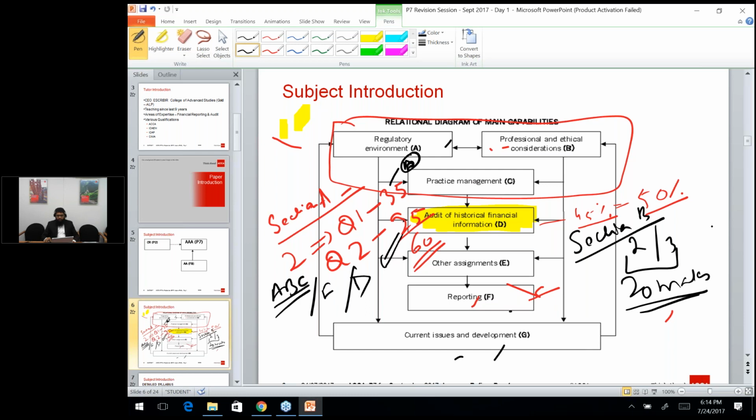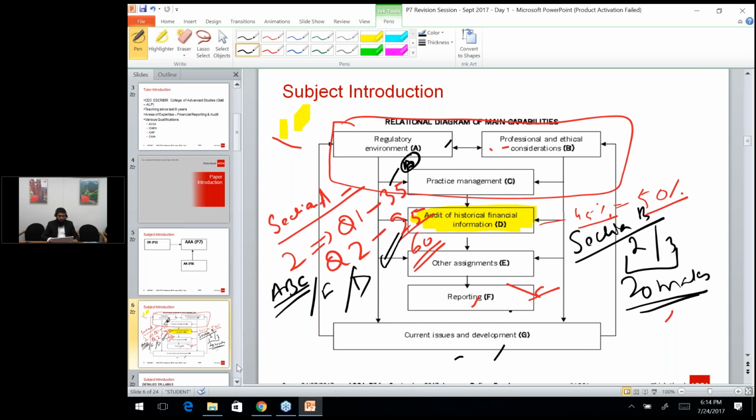At times what happens is that section A is filled up with the entire section D, and then you have questions from other sections in section B. So you've got one choice, which is only a 20-mark question; otherwise all is mandatory. So this is generally the structure of the paper P7.